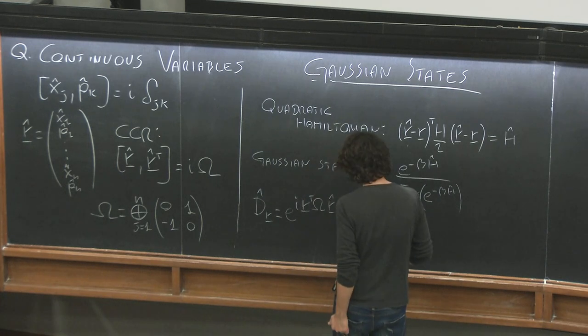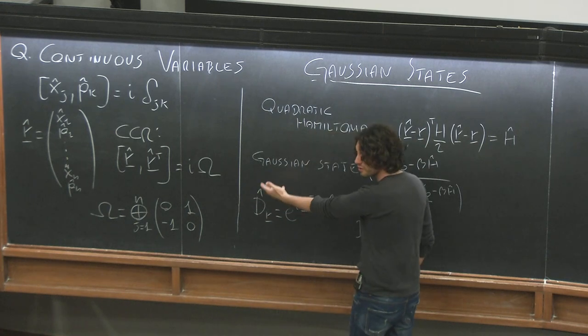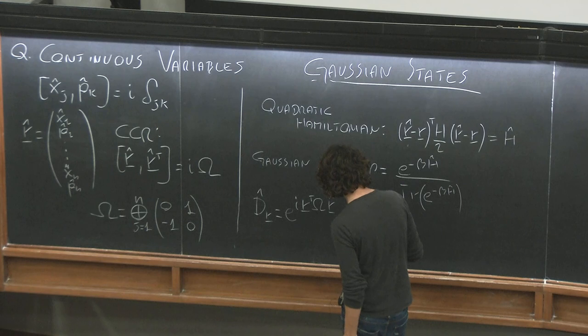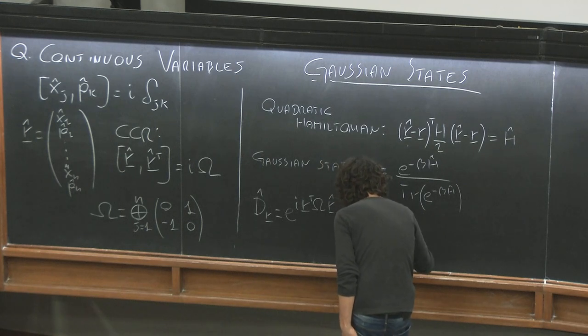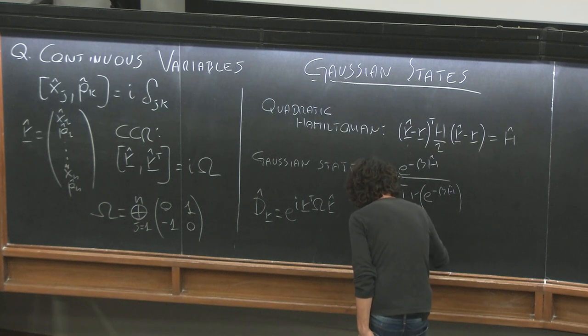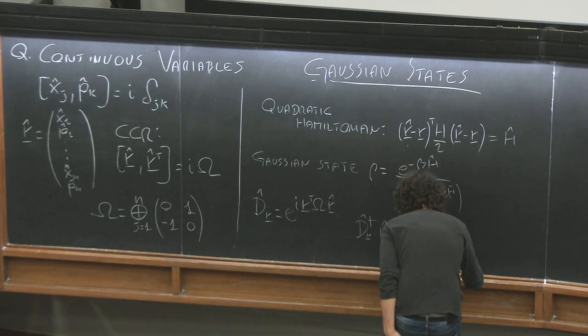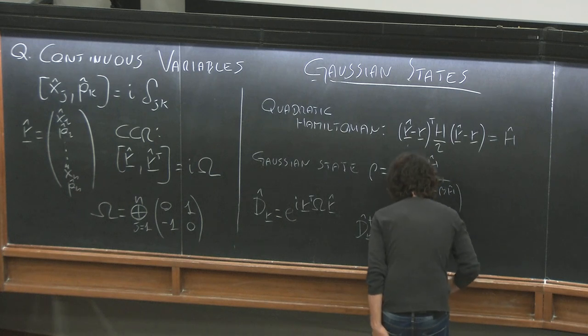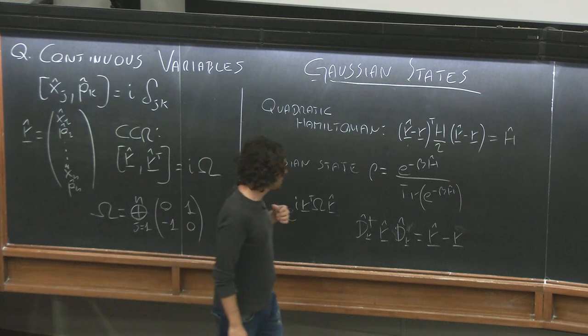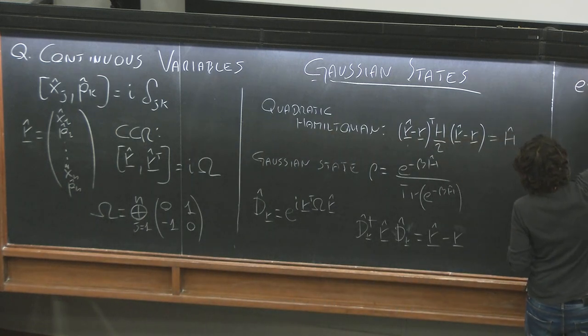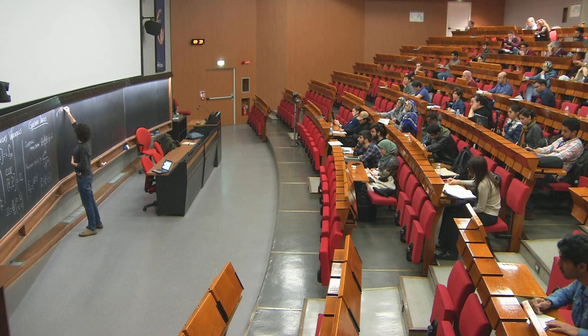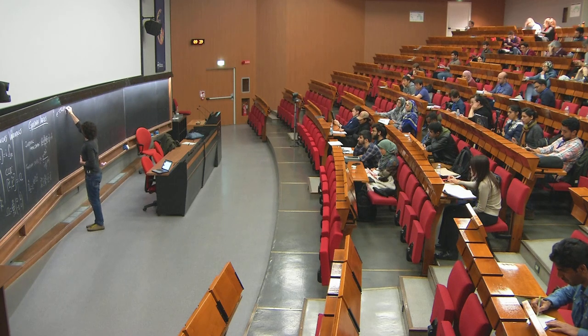If you apply this operator D(R), a Weyl or displacement or shift operator, whatever you want to call it, on R, the vector, and then you apply D dagger, so I want a dagger there actually, you get R minus R. And so we want to prove this: that D dagger R D equals R minus R, with the exponential of minus i R^T omega R.